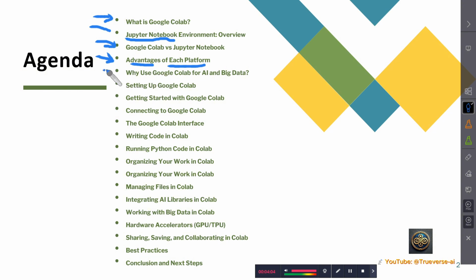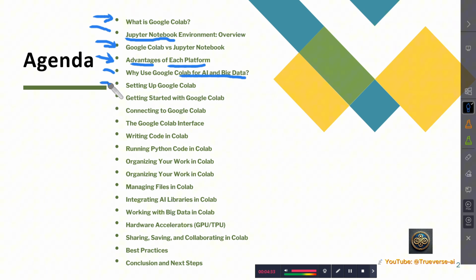Then we will dive into the main reasons why Google Colab is ideal for AI and big data. From its ease of use to its ability to handle large-scale computation, there are many reasons Colab is favored among data scientists and machine learning engineers.